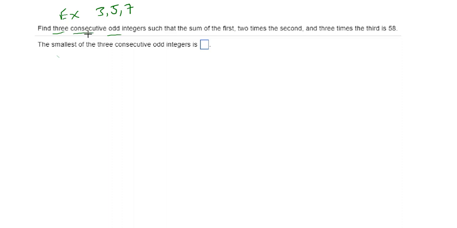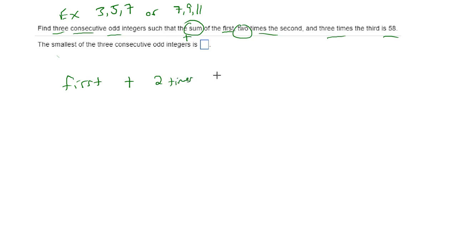Consecutive means in a row. You want to have 3 numbers in a row that are all odd. So this would be an example of that. Or you could have something like 7, 9, 11, right? That'd be another example of what we're looking for. But we're looking for 3 consecutive odd numbers that fit this description here. That if we sum, meaning if we add the first one plus 2 times the second number, plus 3 times the third number. This will add up to 58.